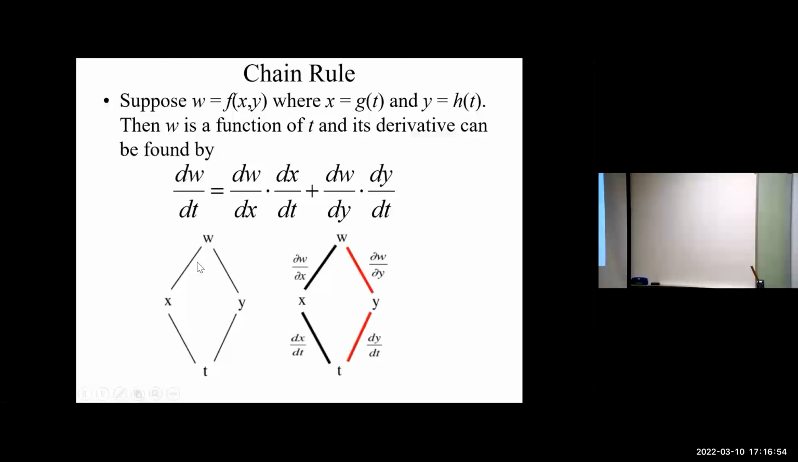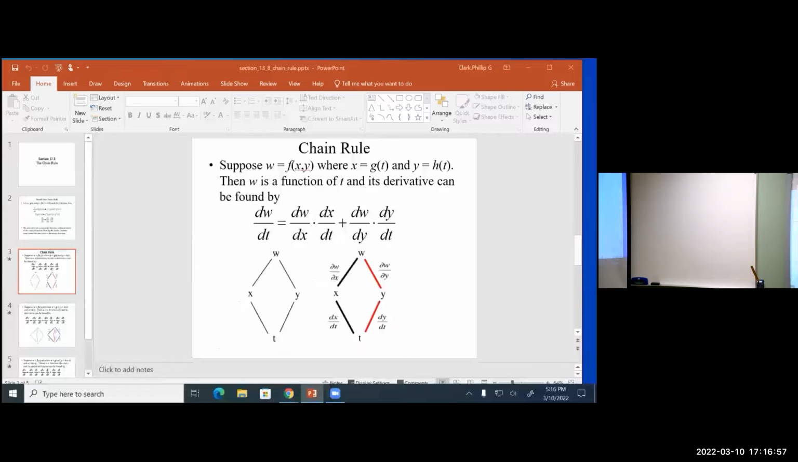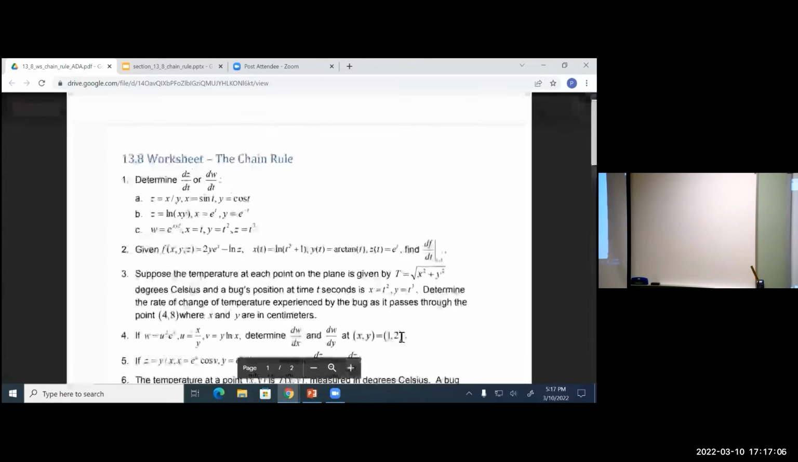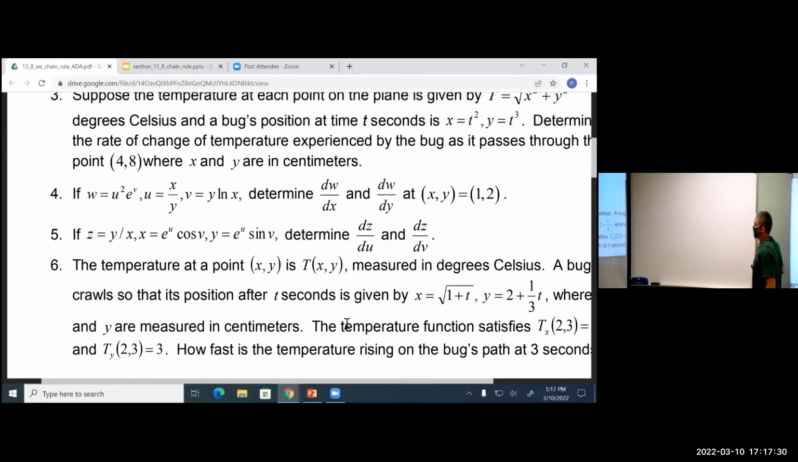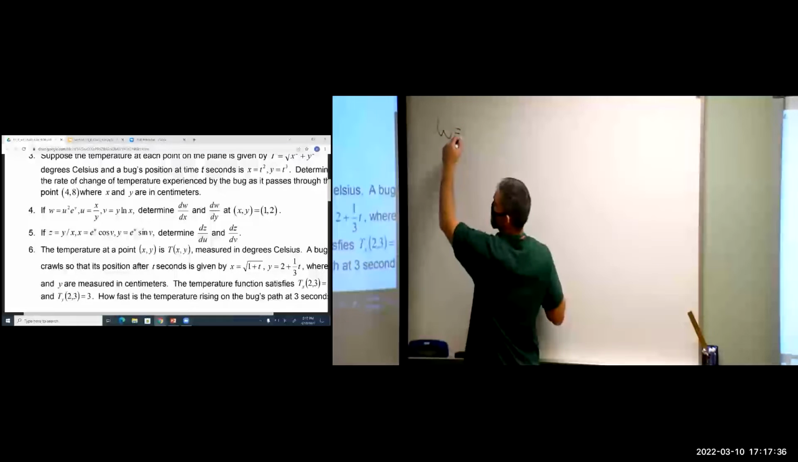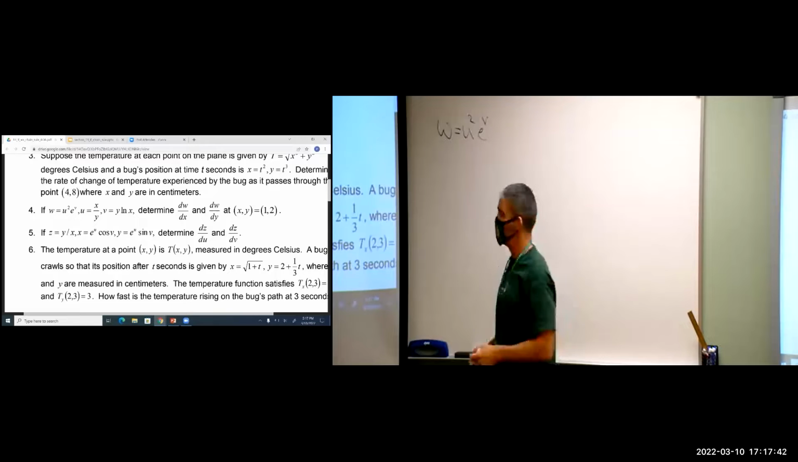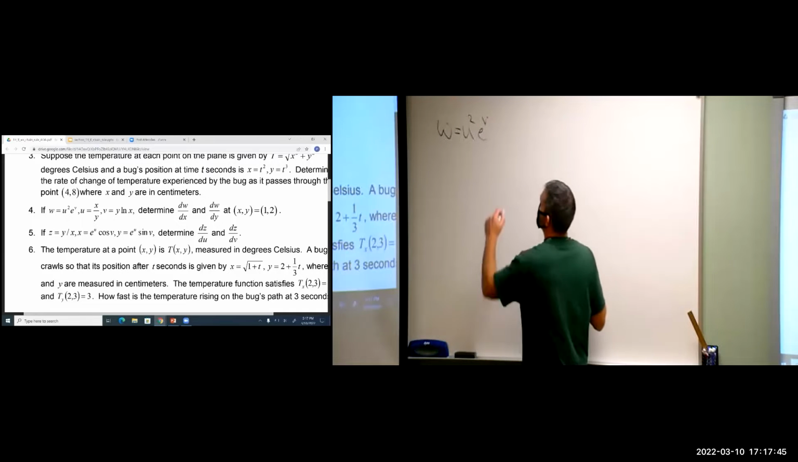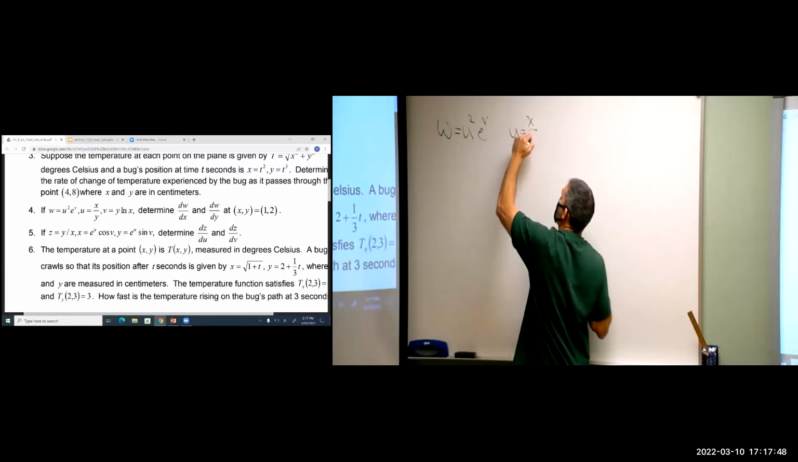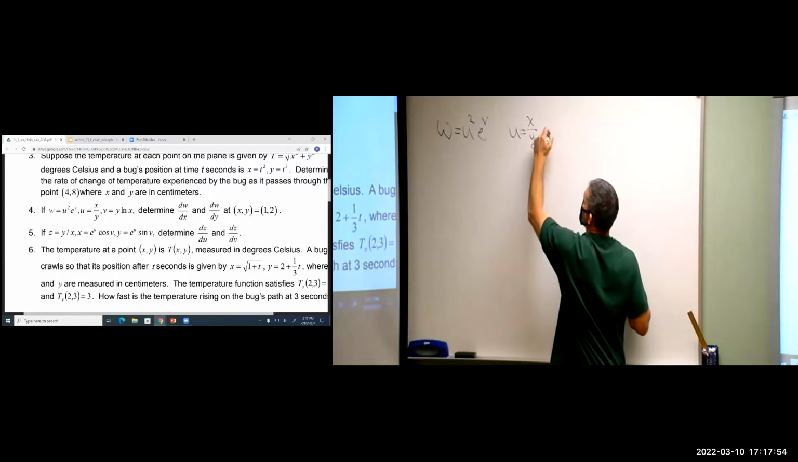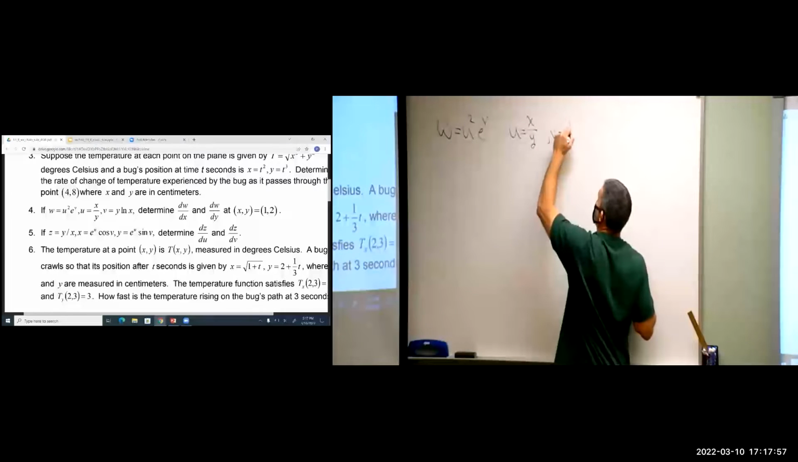We're going to do an example so I can kind of show you how this diamond works, and then we'll look at a couple other options. So we're just going to do one from the worksheet. We're going to look at number 4. We have that w equals u squared e to the v. So w is a function of u and v. And then we have that u is x over y, and v equals y ln of x.